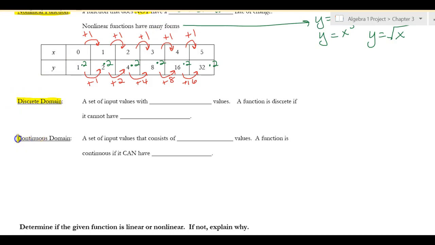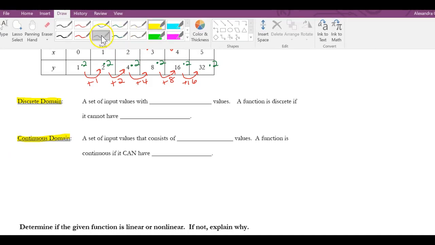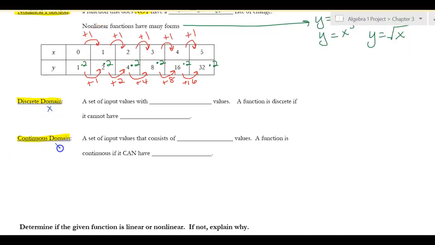Discrete domain and continuous domain. We talked about domain last time. Remember, domain is x, so that's the x value. Discrete means it's very specific. A set of input values with exact values. The function is discrete if it cannot have all answers. If there's answers that don't exist, then the function is discrete. And once we get to some problems, it's going to make sense.